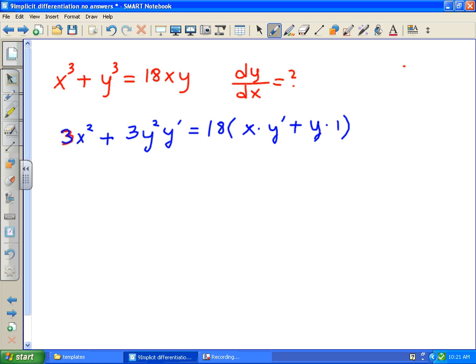We're supposed to solve for y prime, right? So I'm going to distribute my 18. And there are several y prime terms. So let's collect them on the same side. Everything else on the other side. That's how we're going to solve for y prime. Basically, the rest is algebra. We're done with the calculus. We're done with the differentiation. Okay, so let's go ahead and multiply the 18.